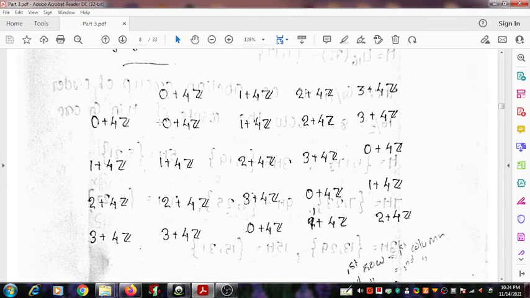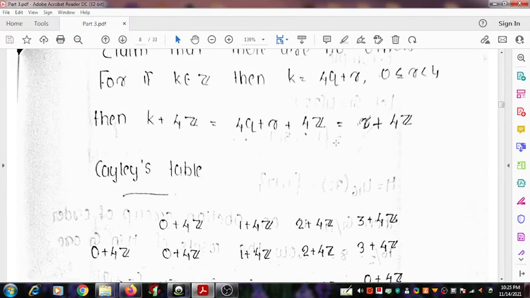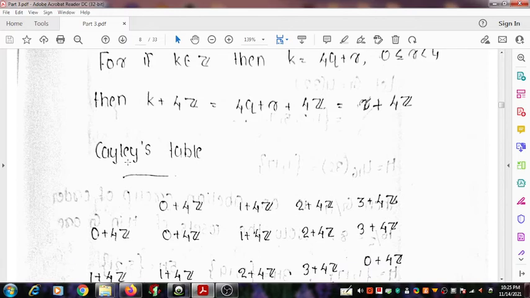As some examples, you can operate 0 plus 4Z with 0 plus 4Z. The operation is addition. You can add these two elements and write the answer in the first cell: 0 plus 4Z. When 0 plus 4Z is added to 1 plus 4Z it gives us 1 plus 4Z, and when added to 2 plus 4Z we get 2 plus 4Z. In this way you can completely fill the main body of the table, and once again I would like to say that this is called the Cayley table.